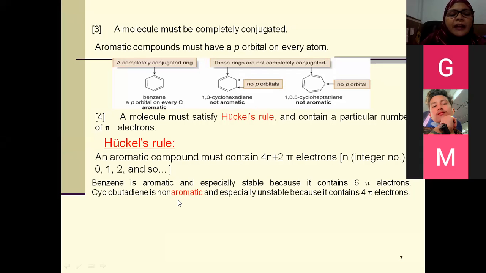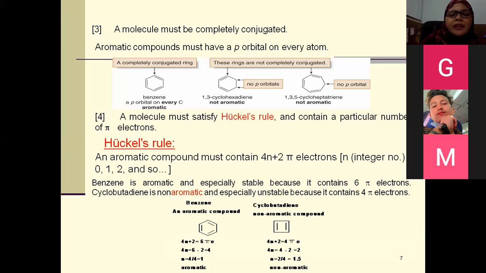But cyclobutadiene is non-aromatic and especially unstable because it contains 4 pi electrons. So here I will show you the example. This is benzene, which we are saying is an aromatic compound because it has 6 pi electrons in it. But here you can see the cyclobutadiene. Here 3 criteria are satisfied. Which ones? Is the molecule cyclic? Yes, students, tell me the answer.